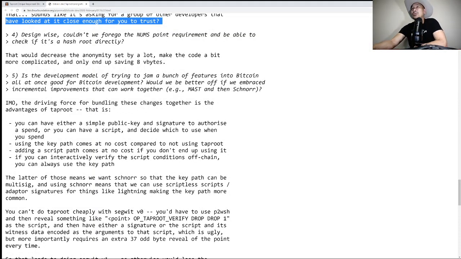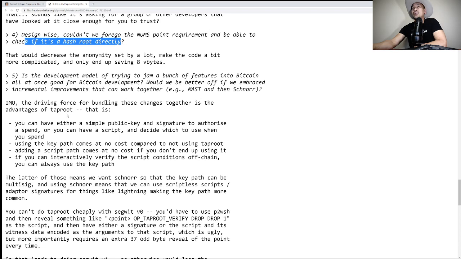Design-wise, couldn't we forego the NUMS point requirement and be able to check if it's a hash root directly? That would decrease the anonymity set by a lot, but makes the code a bit more complicated and only ends up saving 8 virtual bytes. And that's true. You want to preserve the anonymity set. And I think 8 virtual bytes versus having a larger anonymity set, that's actually very good.